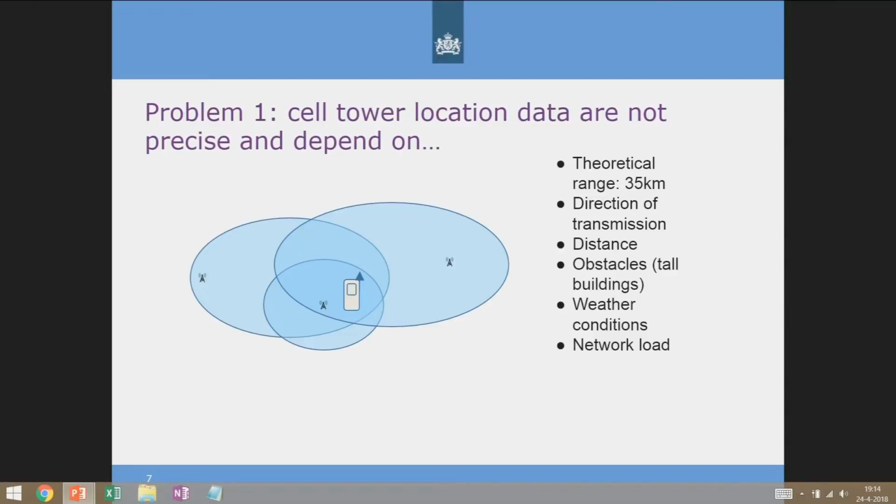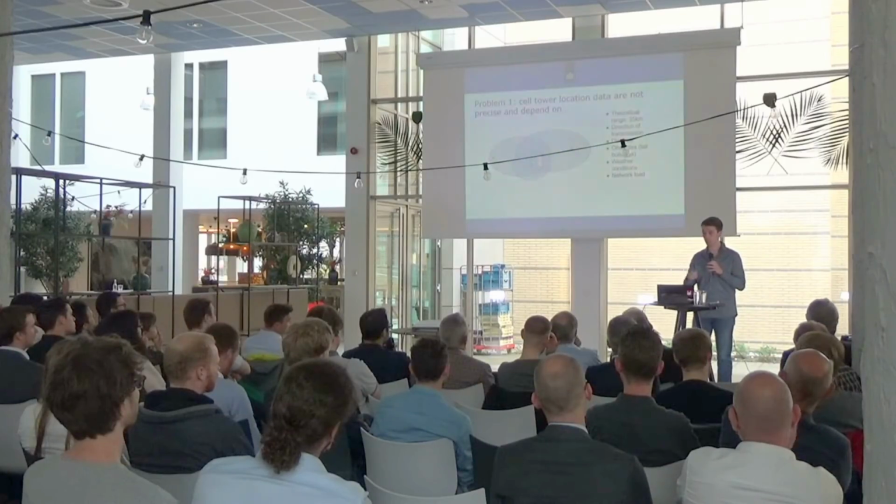And the problem is that a cell phone doesn't always connect to the closest cell tower. There are various things that may influence the cell tower to which your phone connects. Obstacles like tall buildings or trees, weather conditions, the number of people currently using the network, the direction of transmission. Cell towers don't actually send their signal in a circle, but in a particular direction. So you may be very close to a cell tower, but it may be sending in the wrong direction, so you connect to a different cell tower.